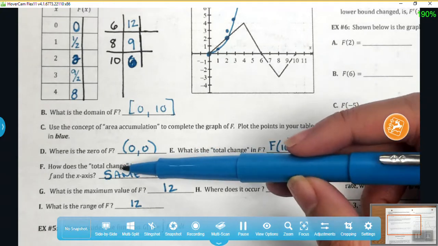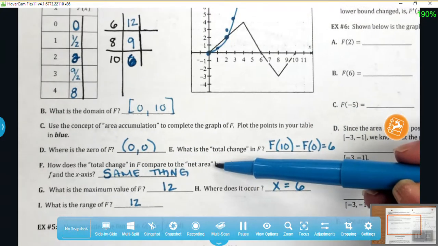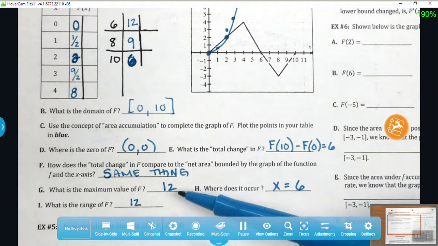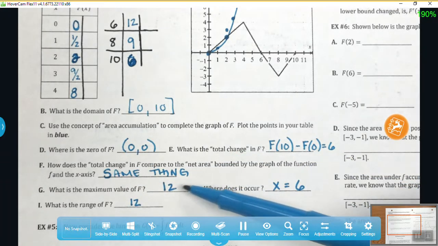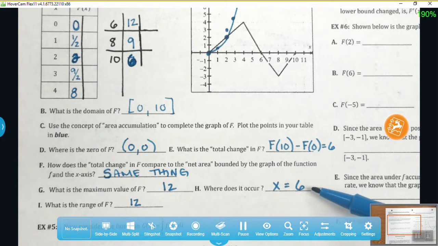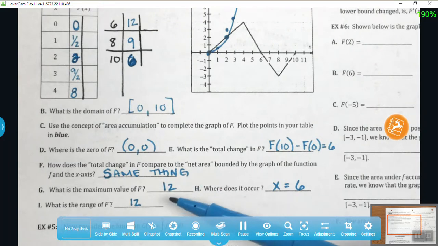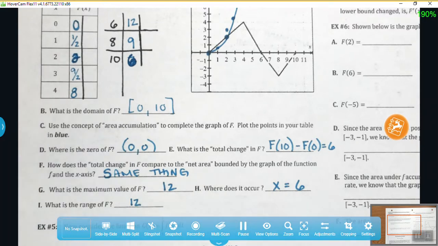And then total change is equal to the net area, because that's the fundamental theorem of calculus. And the maximum value of f is 12. It occurs at x equals 6, and the range is 12. If you did this in interval notation and you said 0 to 12, that's fine. But for this purpose, I'm just going to say 12.